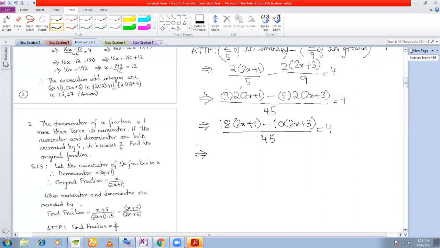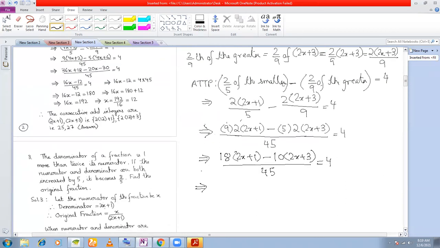Next, you multiply. 18 into 2 you get as 36, so 36x plus 18 into 1 you get as 18. Minus 10 into 2x you get as 20x. And if you open the brackets, there's a minus sign outside here, so this sign gets converted to a minus sign, right? Because you're opening the brackets, and 10 into 3, if you're multiplying, you get 30.